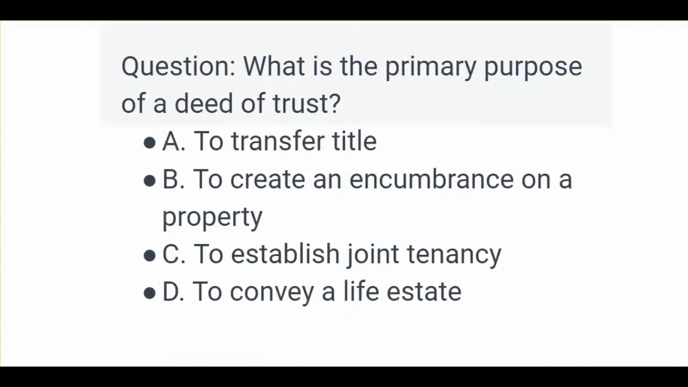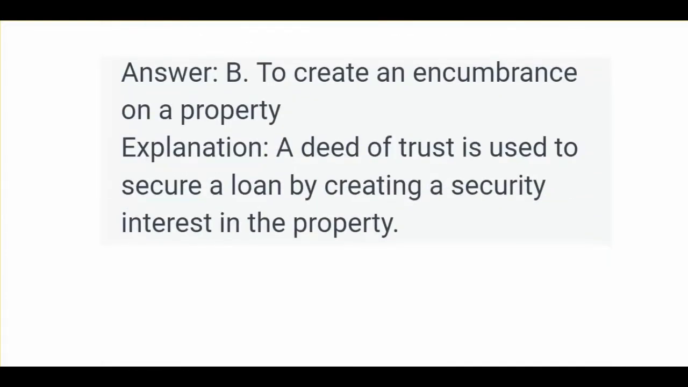What is the primary purpose of a deed of trust? A, to transfer title. B, to create an encumbrance on a property. C, to establish joint tenancy. D, to convey a life estate. B, to create an encumbrance on the property. A deed of trust is used to secure a loan by creating a security interest in the property.